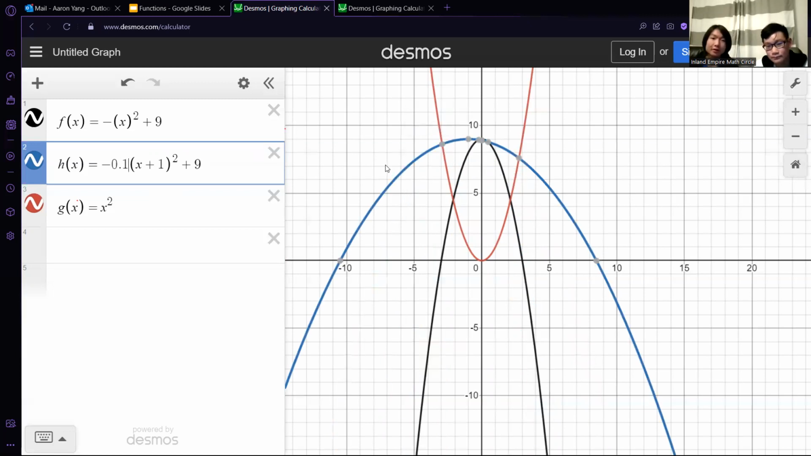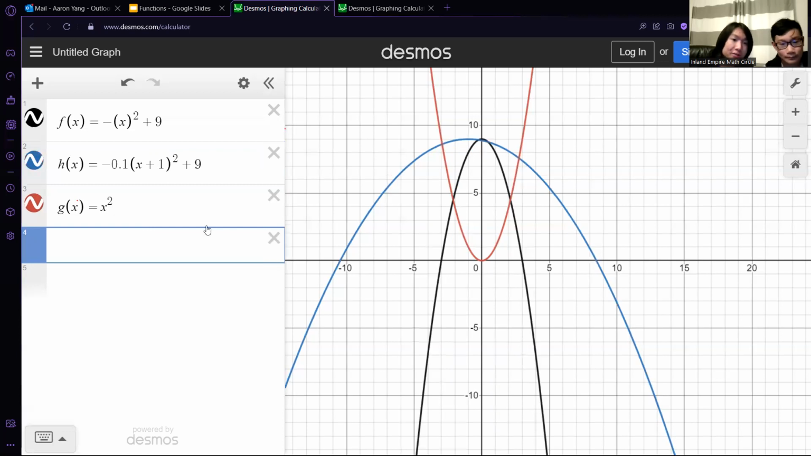So there are all the basic translations for the quadratic functions here, and that should allow you to draw a quadratic function wherever you want, anywhere on the graph. So we can go over a few more examples.